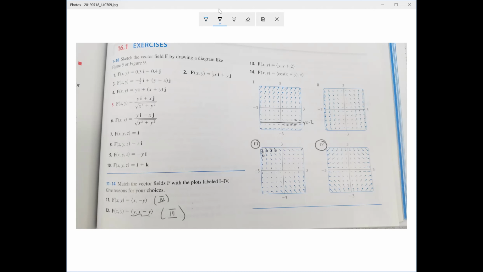But looking at y plus 2, we notice that whenever y is greater than -2, we have y plus 2 being greater than 0. So that's why from this line and everything underneath this line will have vectors pointing slightly downwards, and the farther it is, the more it points downwards. And that explains the y plus 2 part of this vector field. Okay, so number 13 is actually going to represent plot I.